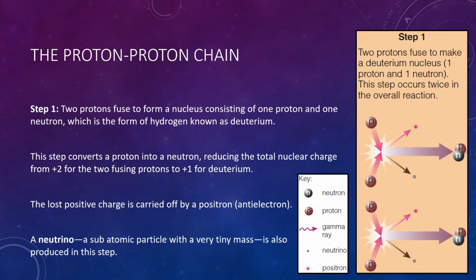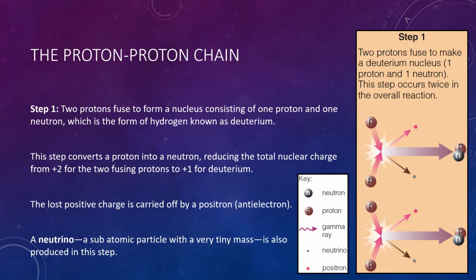The lost positive charge is carried off by what we call a positron, or an anti-electron. We won't go into what those are. It's the antimatter version of the electron, with a positive rather than negative charge. A neutrino, which is a subatomic particle with a very tiny mass, is also produced in this step. Note, though, that the positron won't last long because it soon meets up with an ordinary electron, resulting in the creation of 2 gamma-ray photons through matter-antimatter annihilation.